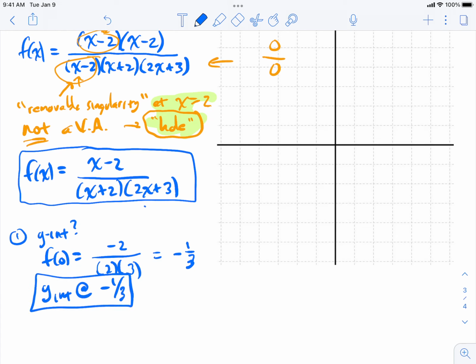One step down, not too many to go. I might as well graph that while I'm here. So there's a y-intercept right about there.